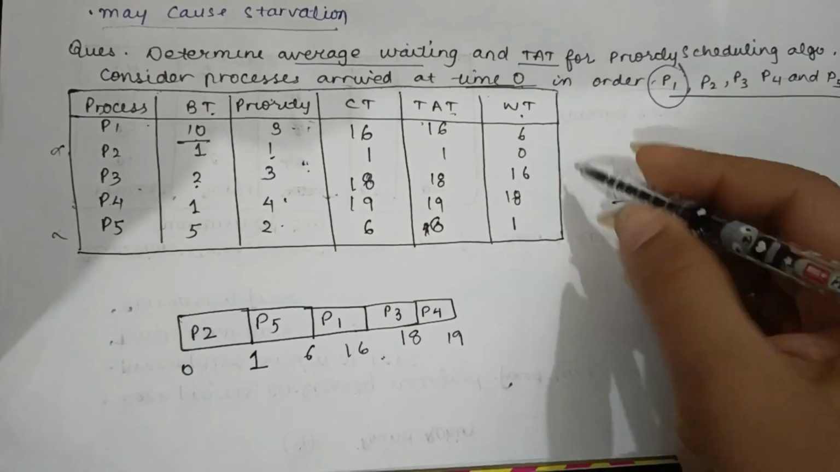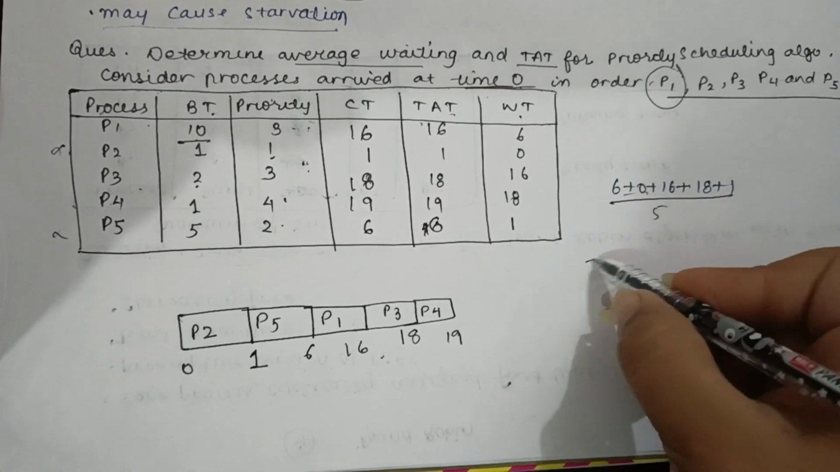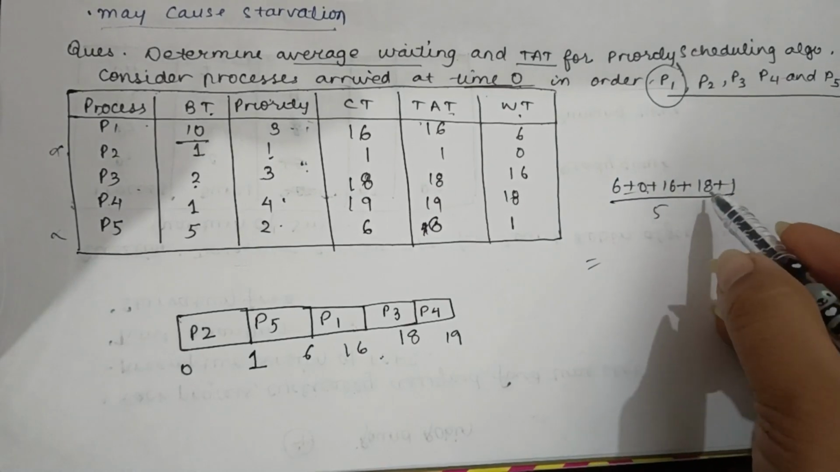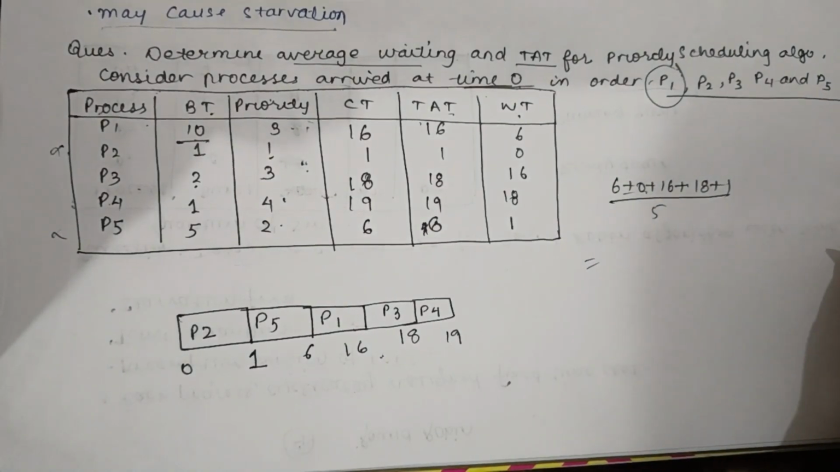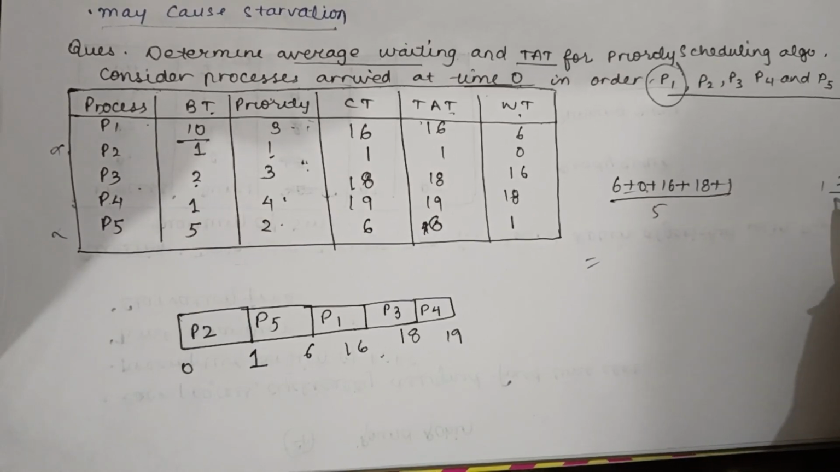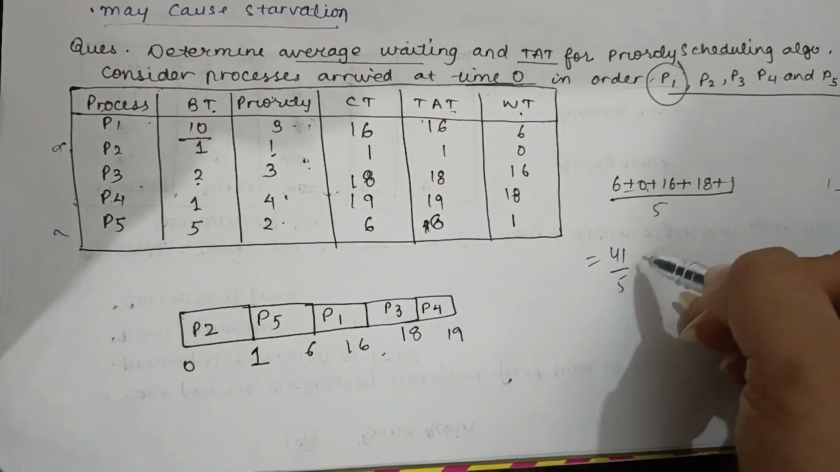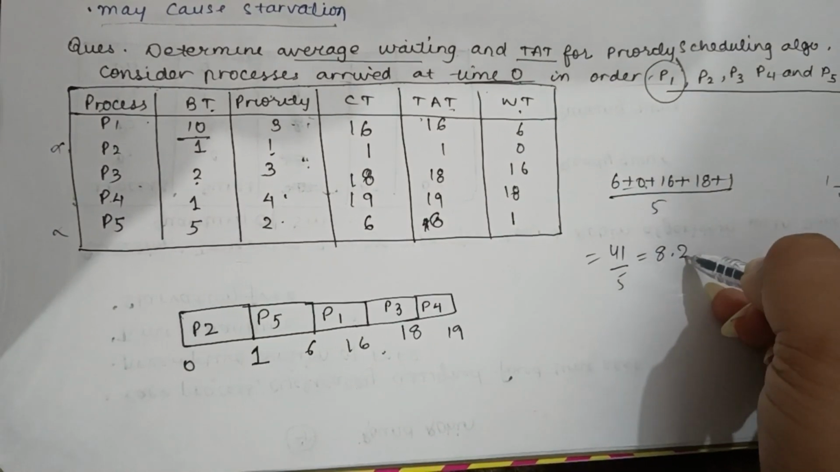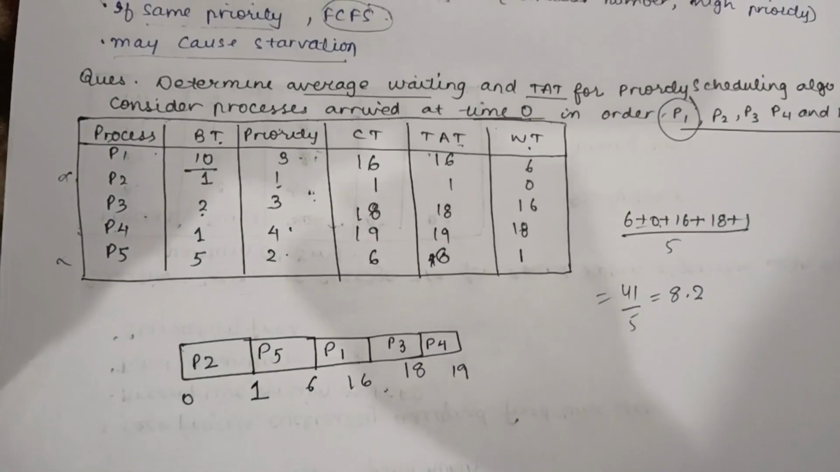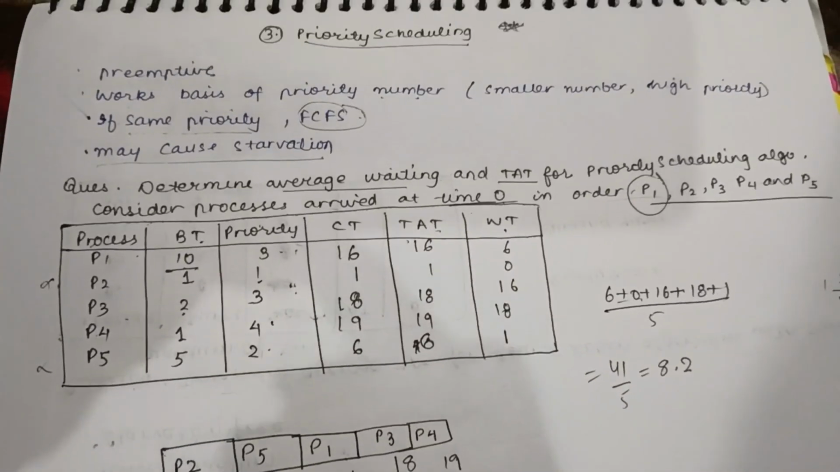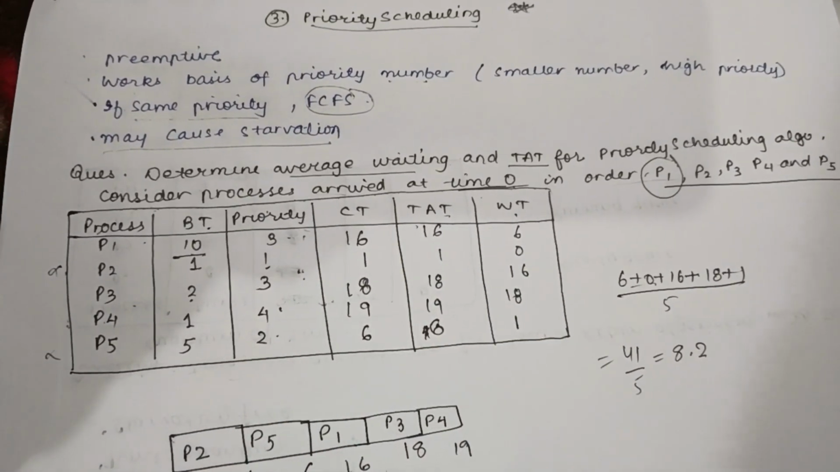Divided by 1, 2, 3, 4, 5, 5 processes in queue. So this is 22, 9, 10, 11. So we have 41 by 5, 5 8s are 40 and 5 2s are 10. So this is 8.2, the average waiting time in the priority queue. So priority scheduling, sorry.